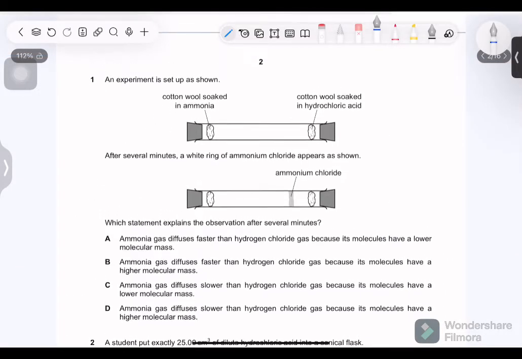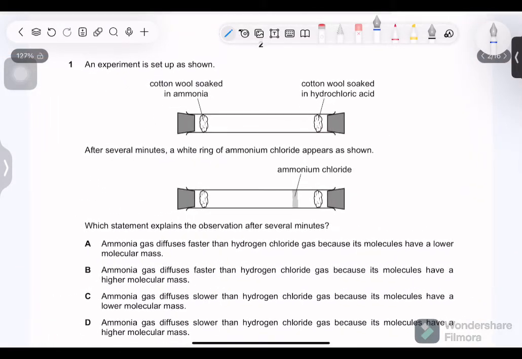So question 1, an experiment is set up as shown. This is most probably diffusion related to the molecular mass. So cotton wool soaked in ammonia and cotton wool soaked in HCl. After several minutes, a white ring of ammonium chloride appears as shown. Because this is soaked in ammonia, ammonia travels, and this is soaked in HCl, so HCl diffuses.